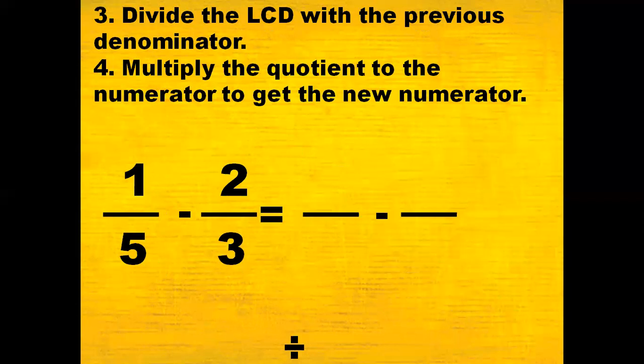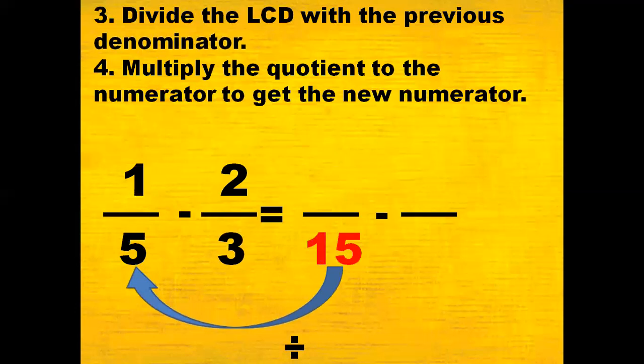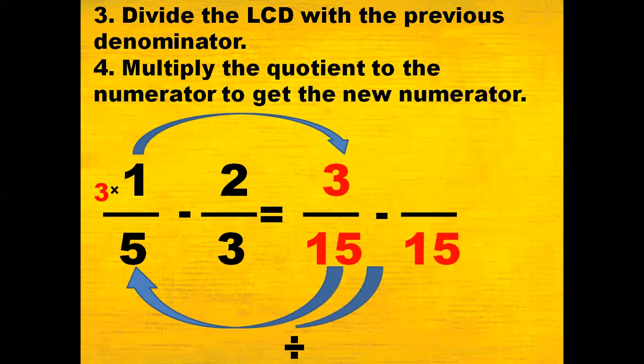Divide the LCD with the previous denominator. Multiply the quotient to the numerator to get the new numerator. Since the LCD is 15, we have to divide 15 by 5. The answer is 3. 3 times 1, the answer is 3. And 15 divided by 3, the answer is 5.